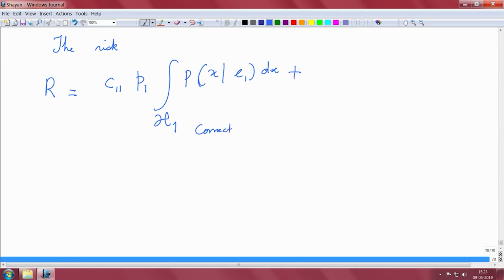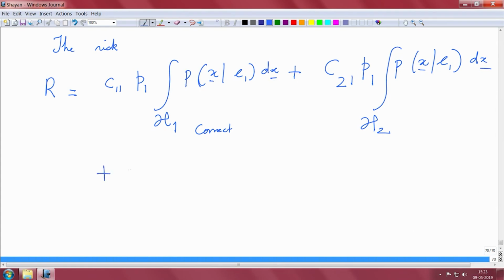Similarly, if it is incorrect, I assume that I start with class 1 which is correct and I incorrectly decide it to be class 2. The a priori associated would be class 1 which is P1, and you integrate this over the observation space H2 of the conditional distribution of x given C1. That means C1 is correct and I assume it to be C2. There is a cost associated with C21.